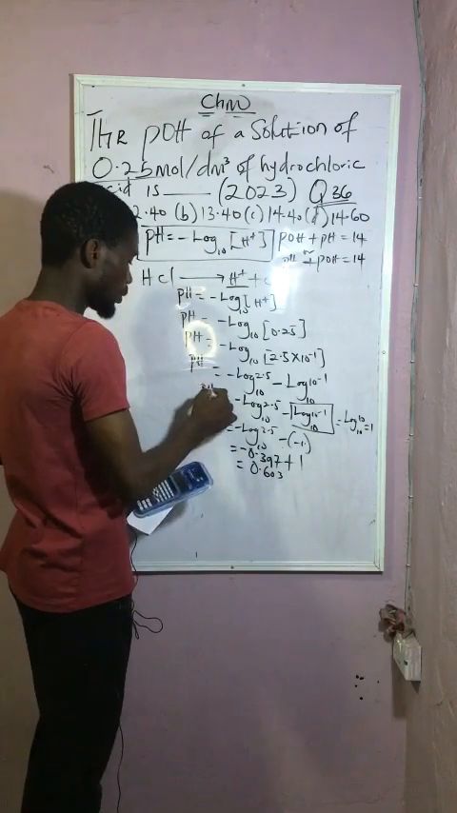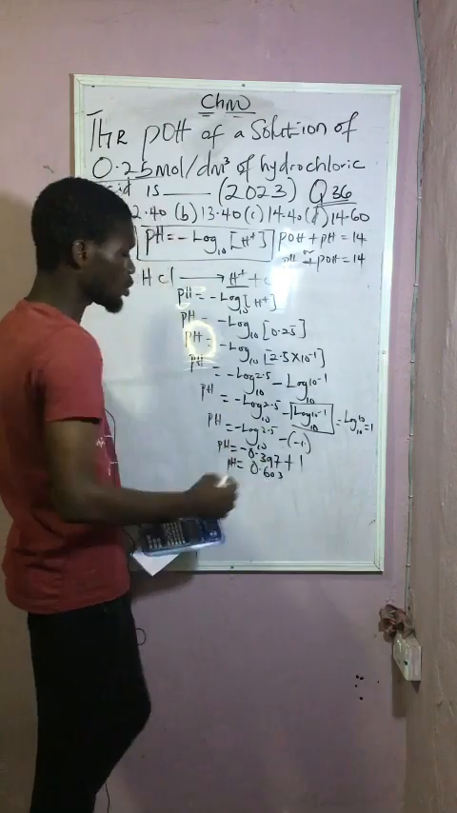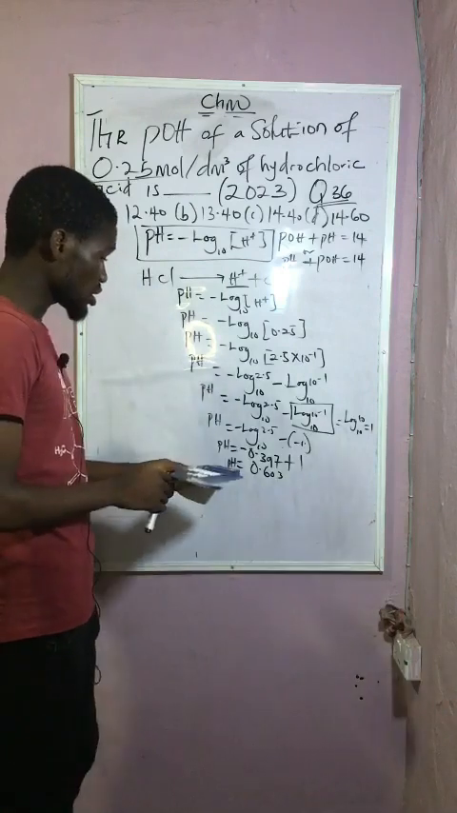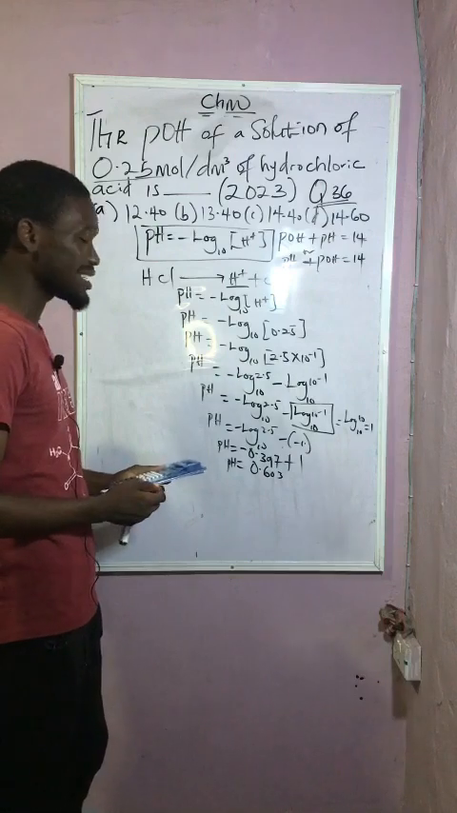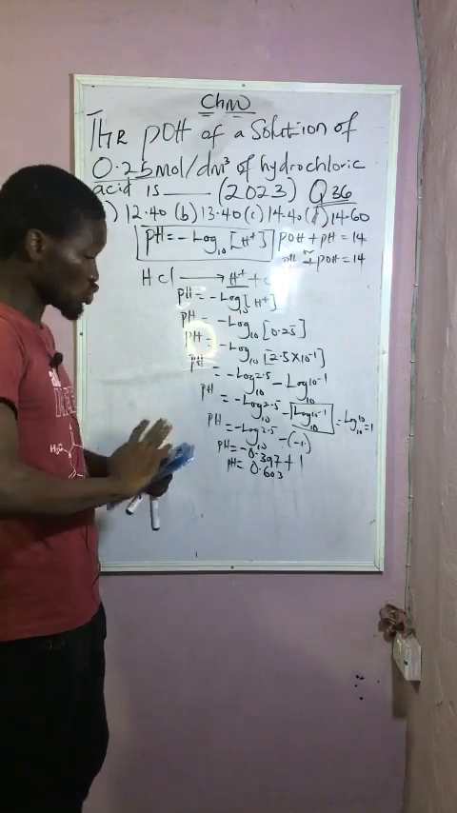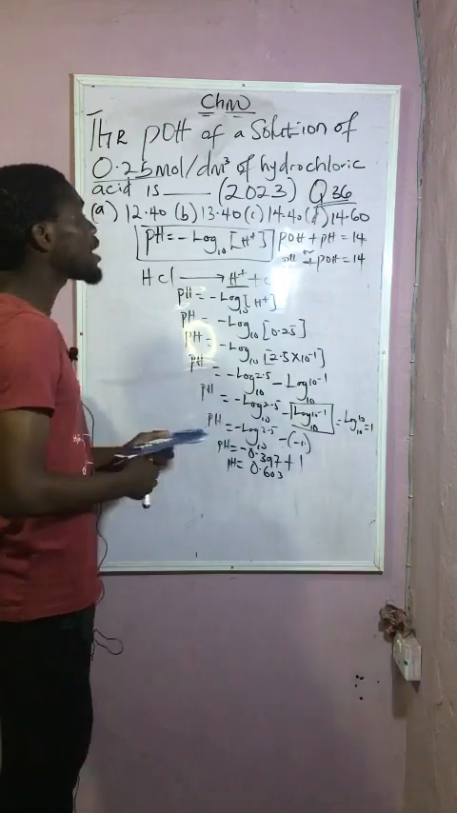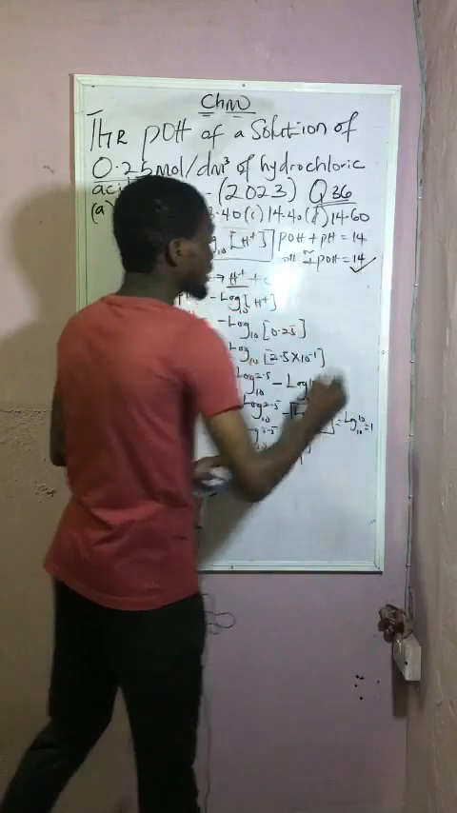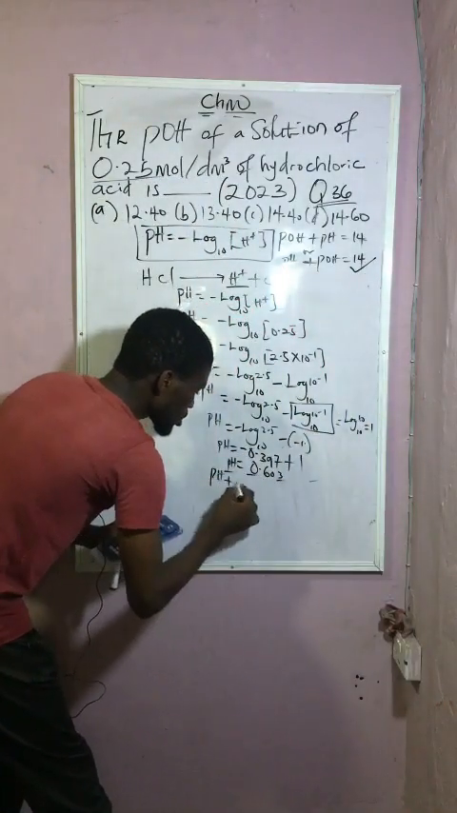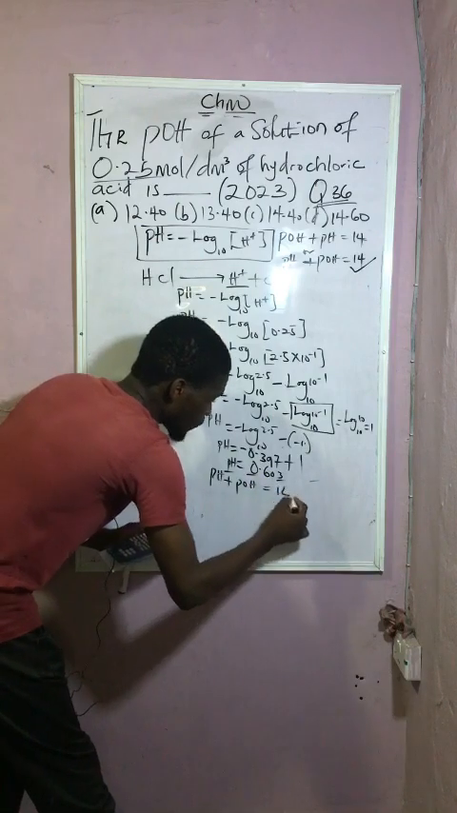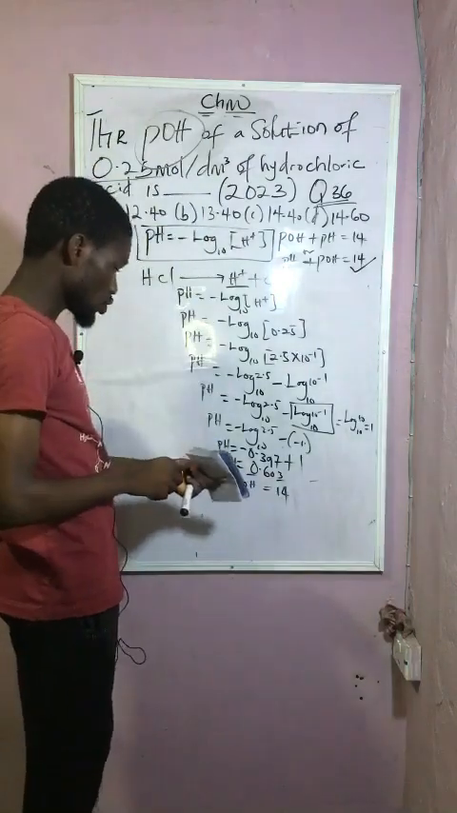Mind you, we are looking for pH. So our pH is given to be 0.603. Some students are funny in how they call it; that is wrong. So now let's go back to this formula, this one here, that states that pH plus pOH is equal to 14. Mind you, we are looking for our pOH.